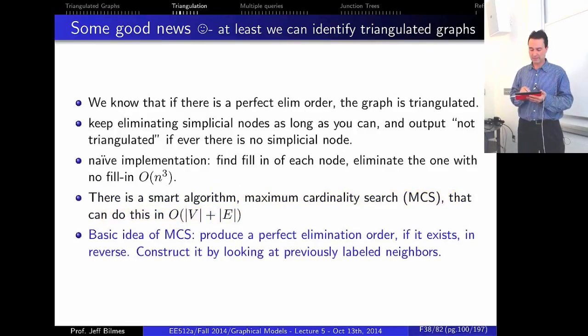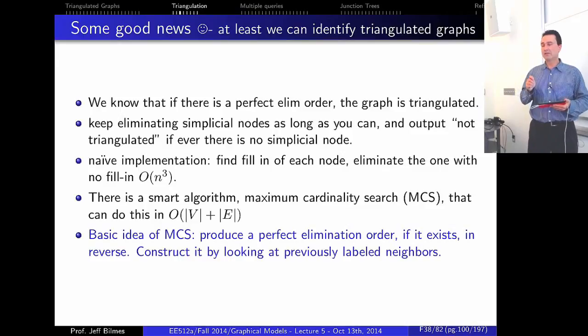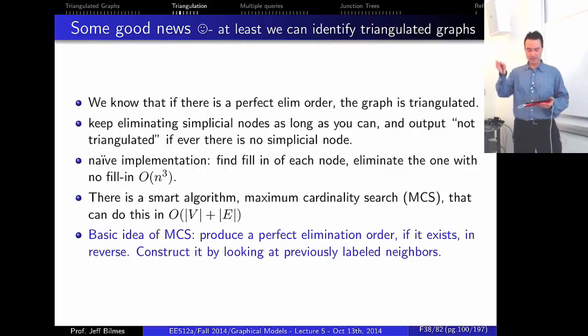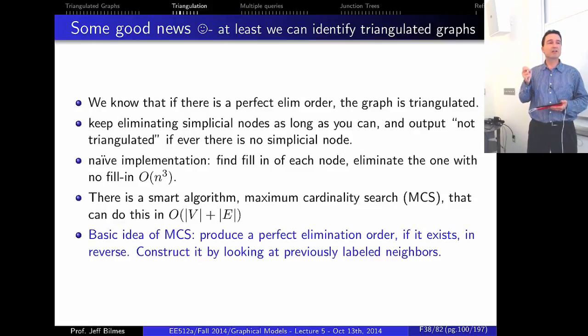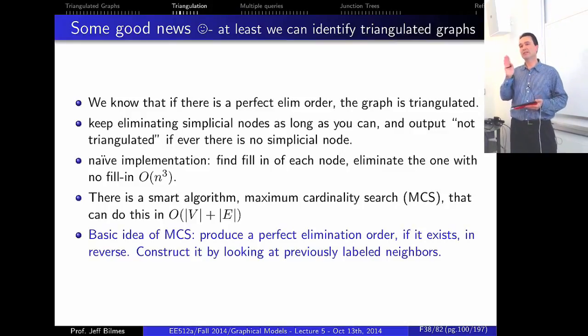So how does this work? What the algorithm does is it produces an elimination order of the graph, but it does so in reverse. It's very similar to that algorithm we saw a little bit earlier, in the sense that it's producing an ordering of the nodes, but in a reverse elimination order, which ends up being a non-fill-in order if the graph is triangulated. And as soon as it detects a violation, it spits out not triangulated.